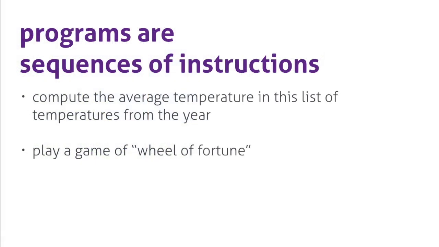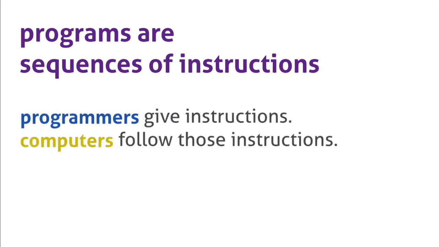When you write a program, you're writing a sequence of instructions. We might write instructions to tell a computer how to compute the average temperature in this list of temperatures for a year, or we might write a program that tells the computer how to play a game of Wheel of Fortune. In any case, programmers give the computer instructions by decomposing high-level goals, like play Wheel of Fortune, into a sequence of steps and instructions. Computers aren't able to figure out these high-level goals, but they're really good at following these instructions. And when I say programmers here, what I really mean is you, because we're going to learn how to give these computers instructions.